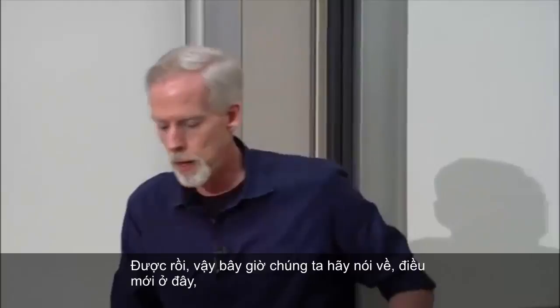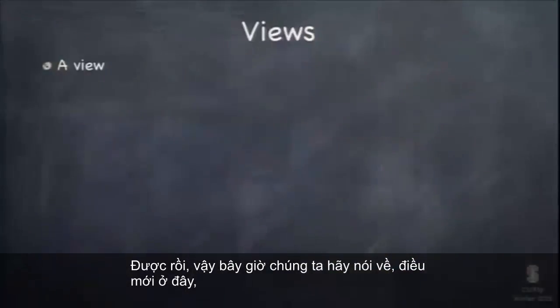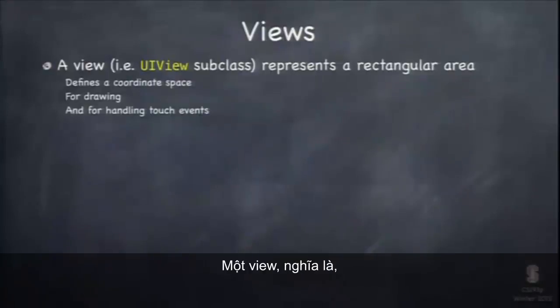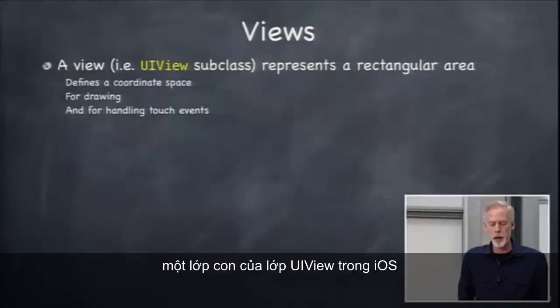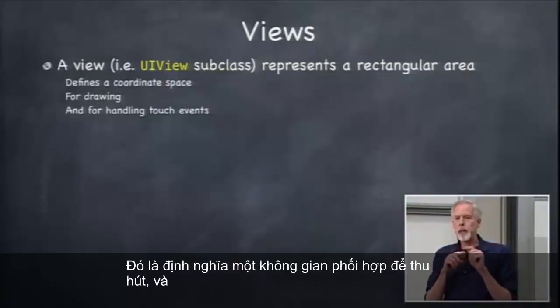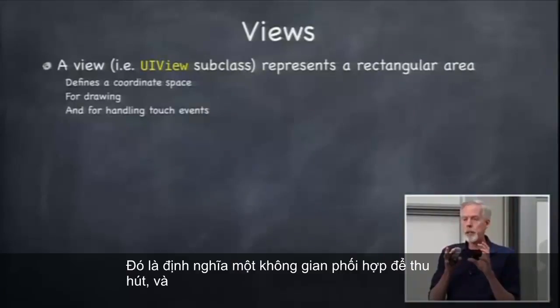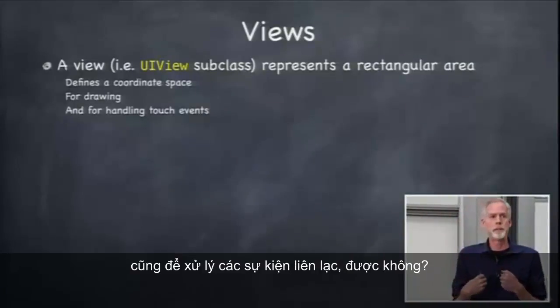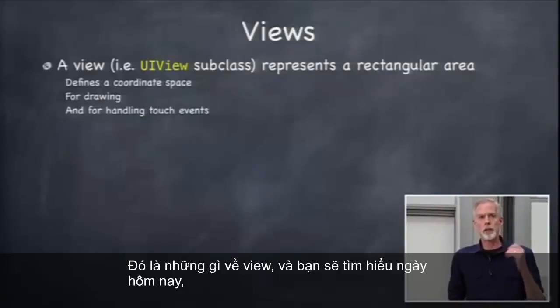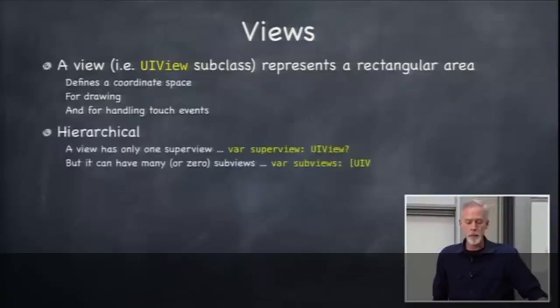Continue. All right, so now let's talk about a new thing here, which is views. Okay, totally new topic. A view, that is to say, a subclass of the class UIView in iOS, represents a rectangular area on the screen that defines a coordinate space to draw in and also to handle touch events. Okay, that's what a view is. And you are going to learn today how to make your own views.